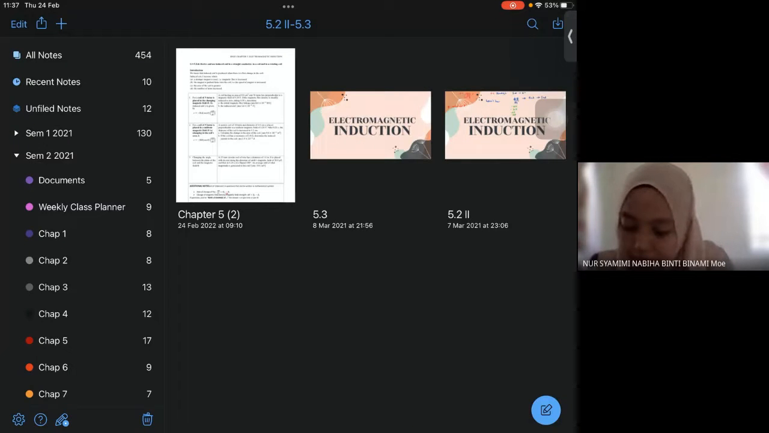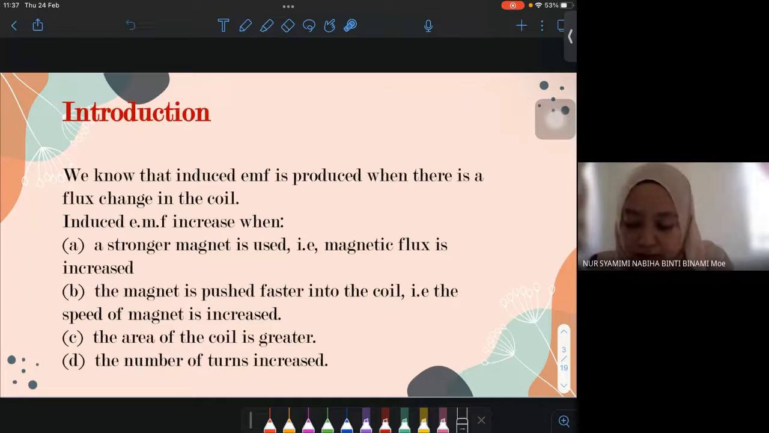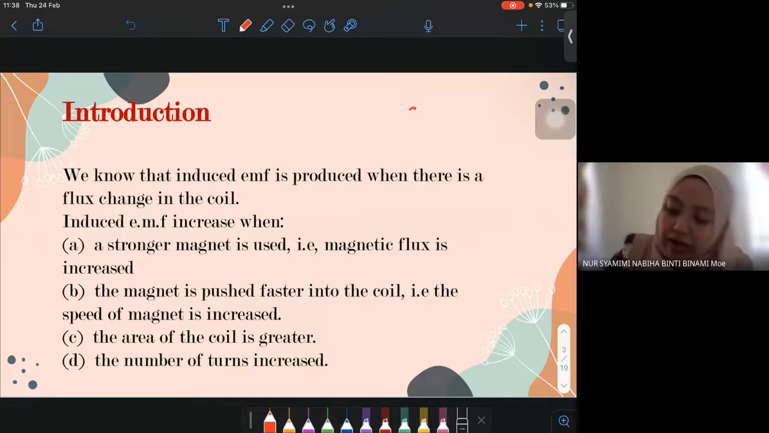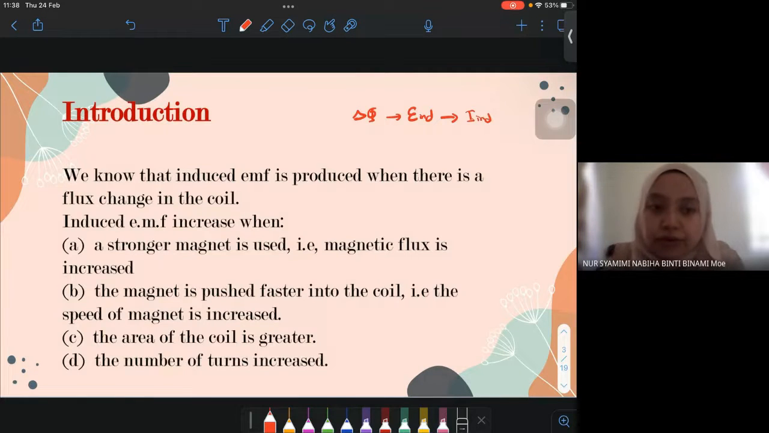Okay. So the introduction here is said that we know that induced EMF is produced when there is a flux change in the coil. So macam kita tahu tadi, E induced akan terjadi kalau ada perubahan flux. Macam mana flux boleh berubah? Ada 4 cara. Dah ada E induced, baru akan ada current induced. So induced EMF ni akan meningkat kalau kita guna stronger magnet. Kenapa kita guna stronger magnet akan meningkatkan induced EMF? Sebab stronger magnet will have a more magnetic field.